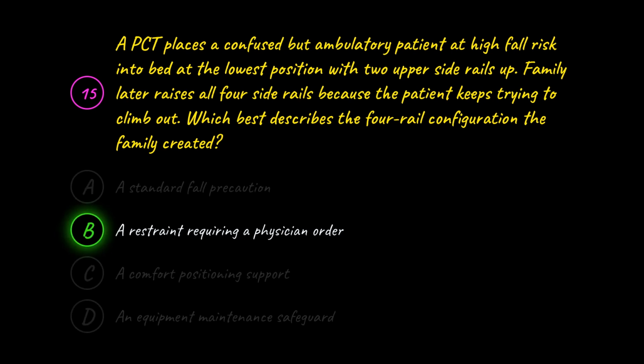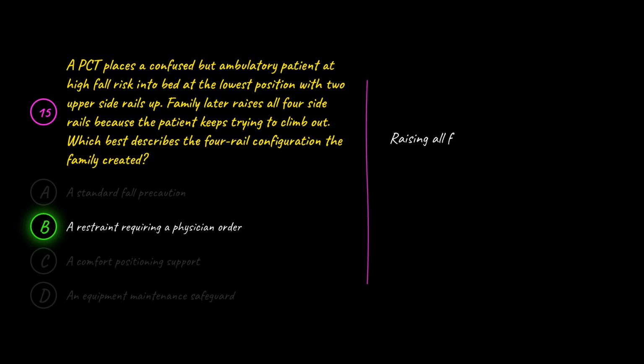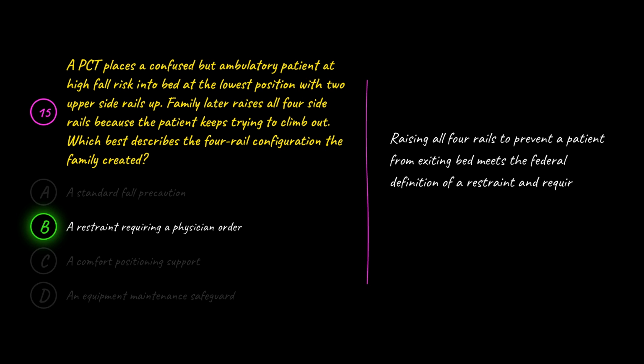The correct answer is B. A restraint requiring a physician order. B is correct because raising all 4 rails to prevent a patient from exiting bed meets the federal definition of a restraint and requires a physician order with regular monitoring. 2 upper rails alone are generally not considered a restraint.